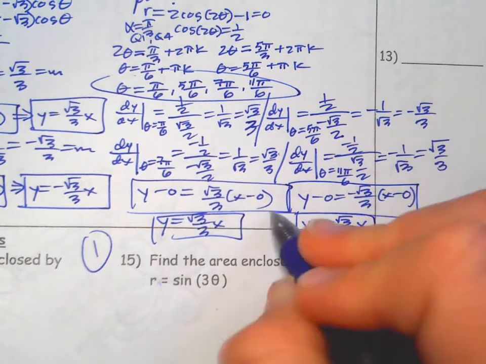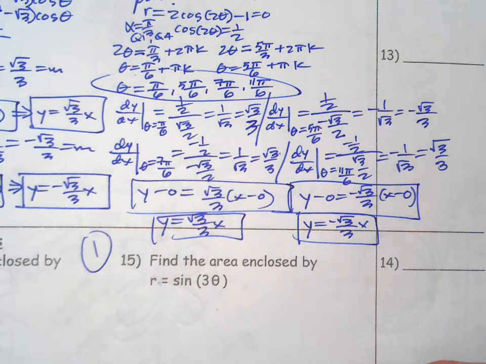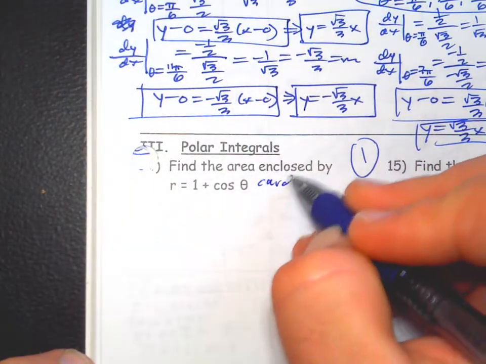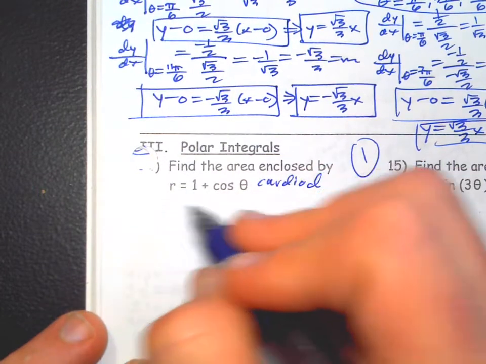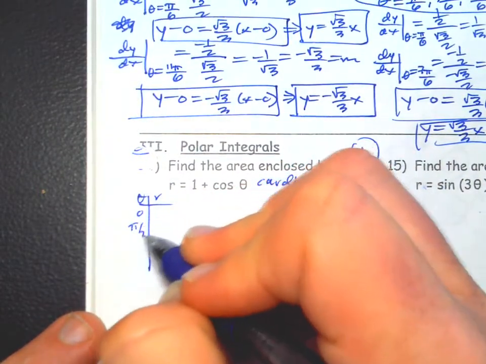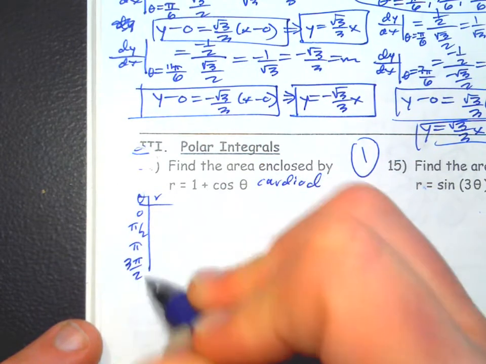So there we go. All right. Let's keep going. You can do it. Find the area inside this shape. This is a cardioid. You could draw a picture to try and take advantage of symmetry and things like that if you want. Or you could probably just do it without a picture.